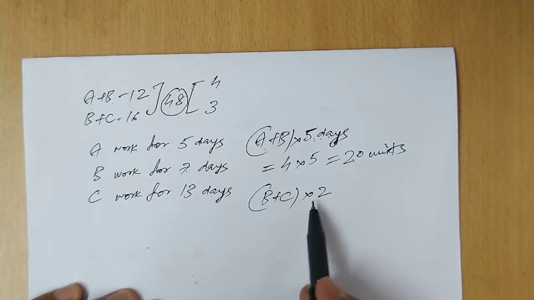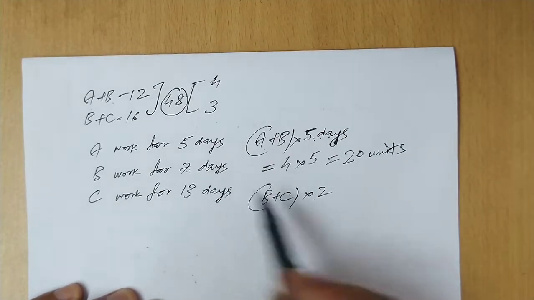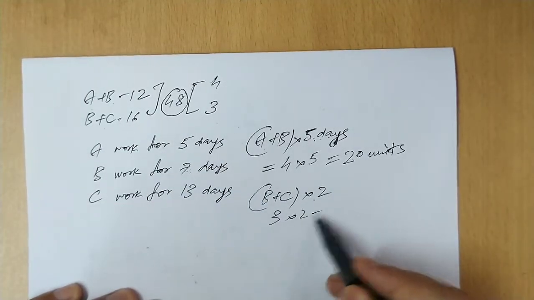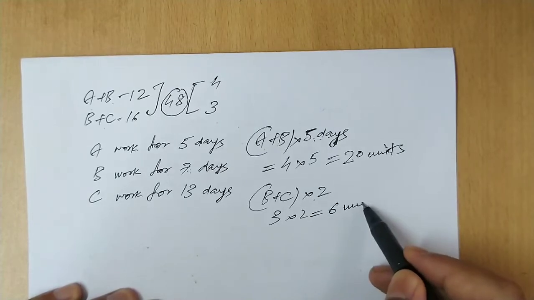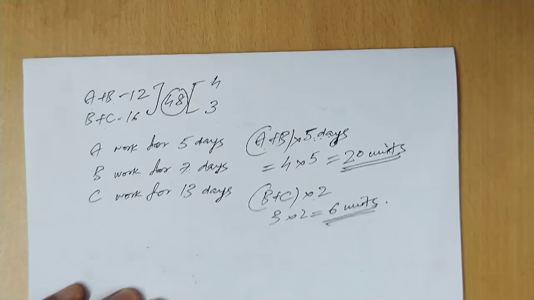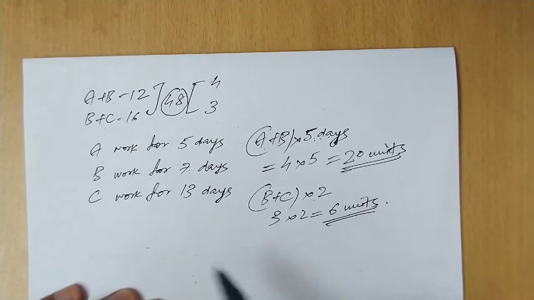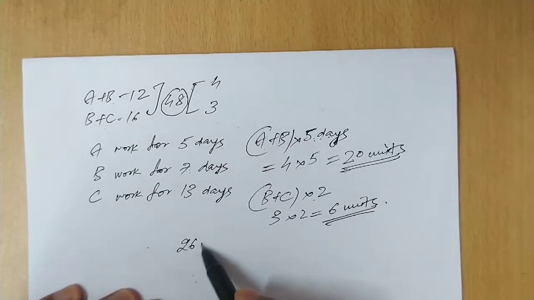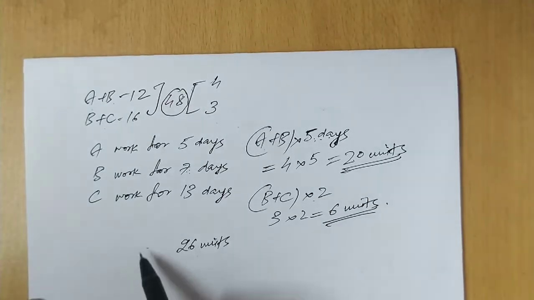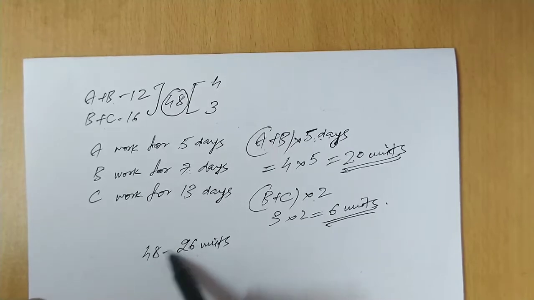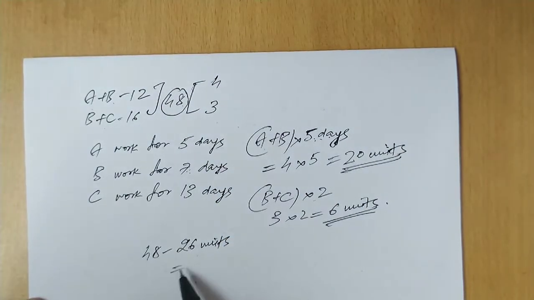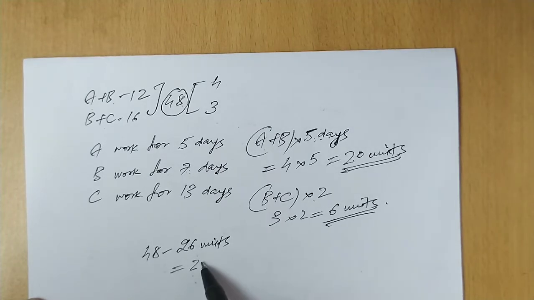So B plus C, we have the efficiency of B and C is how much? 3. 3 into 2 is equal to 6 units. 20 units. Now 20 plus 6, 26 units is completed. Now remaining work is how much? Total work is 48. 48 minus 26 is 22 units.